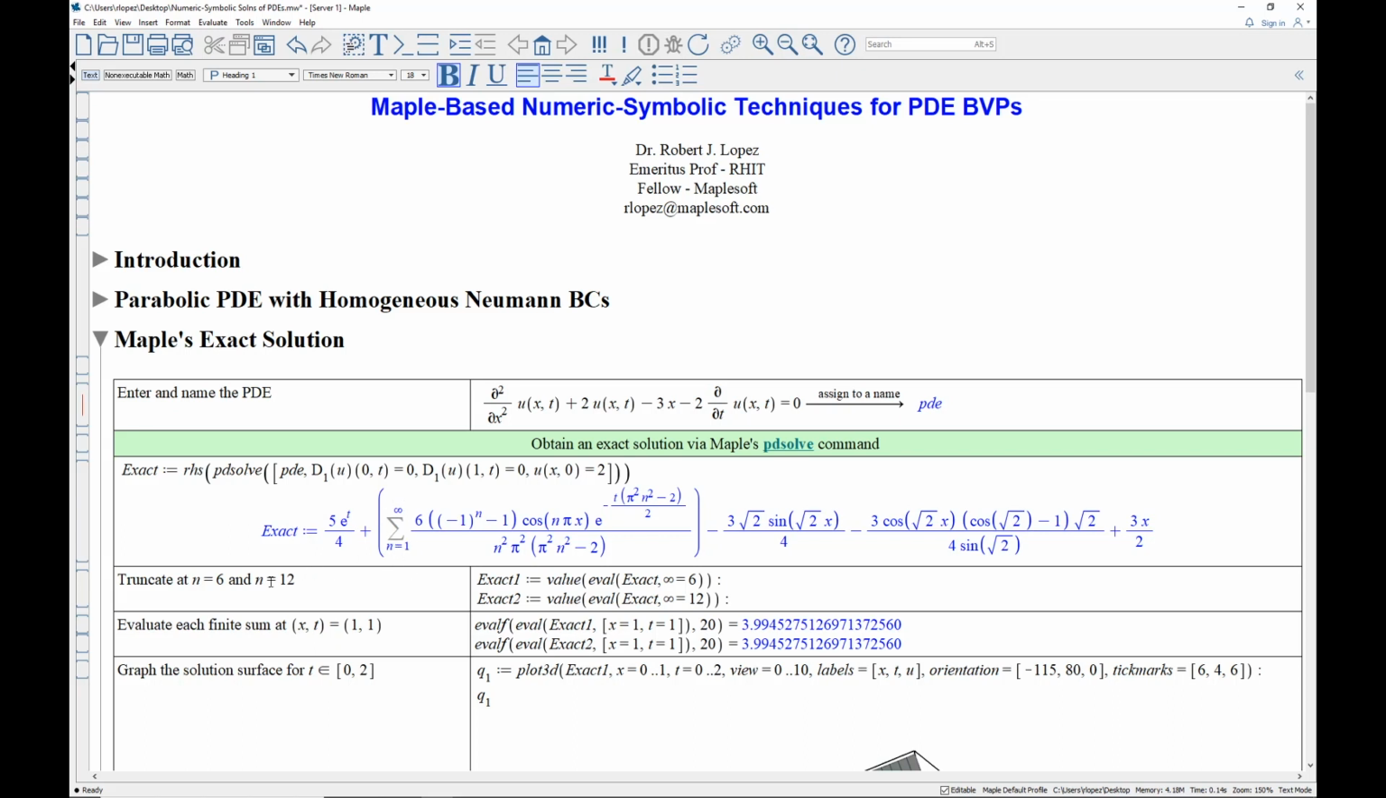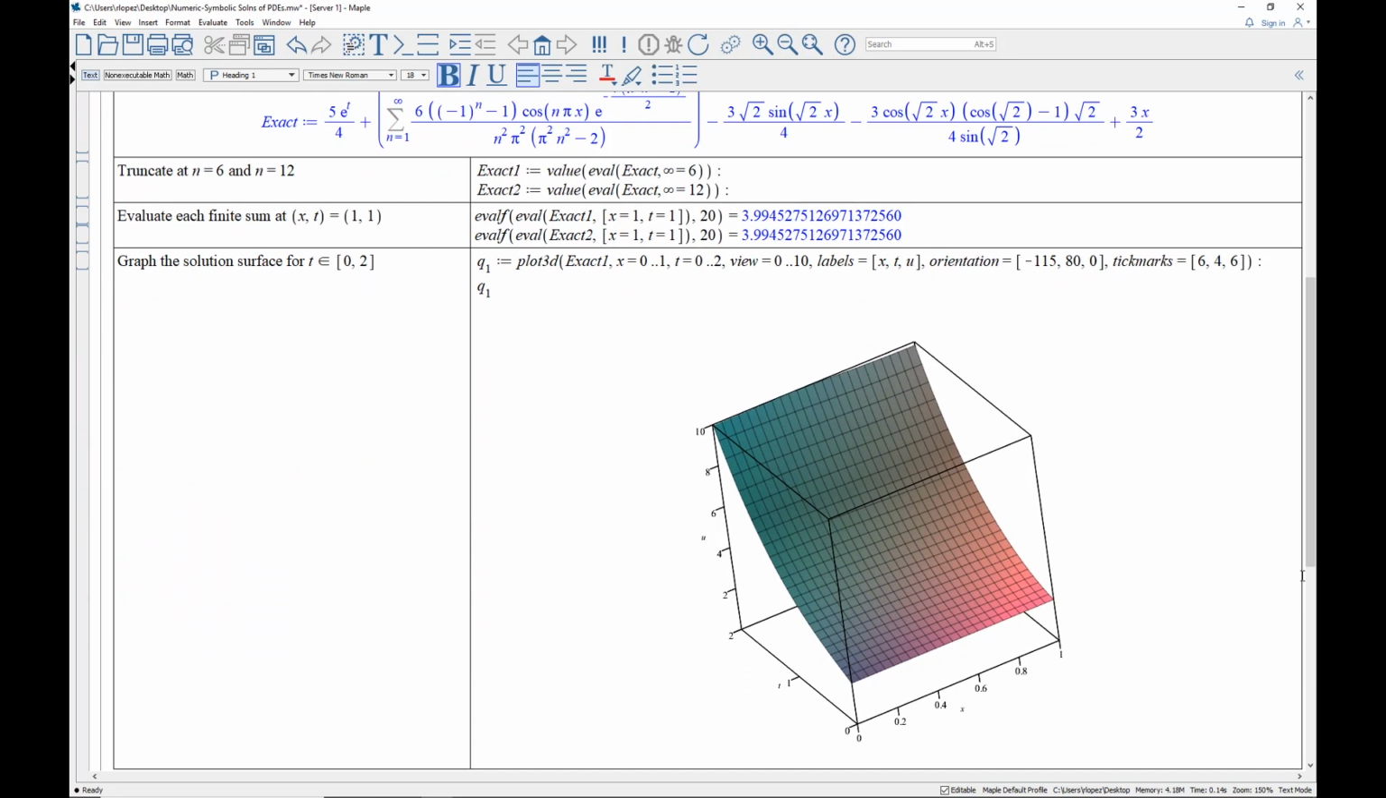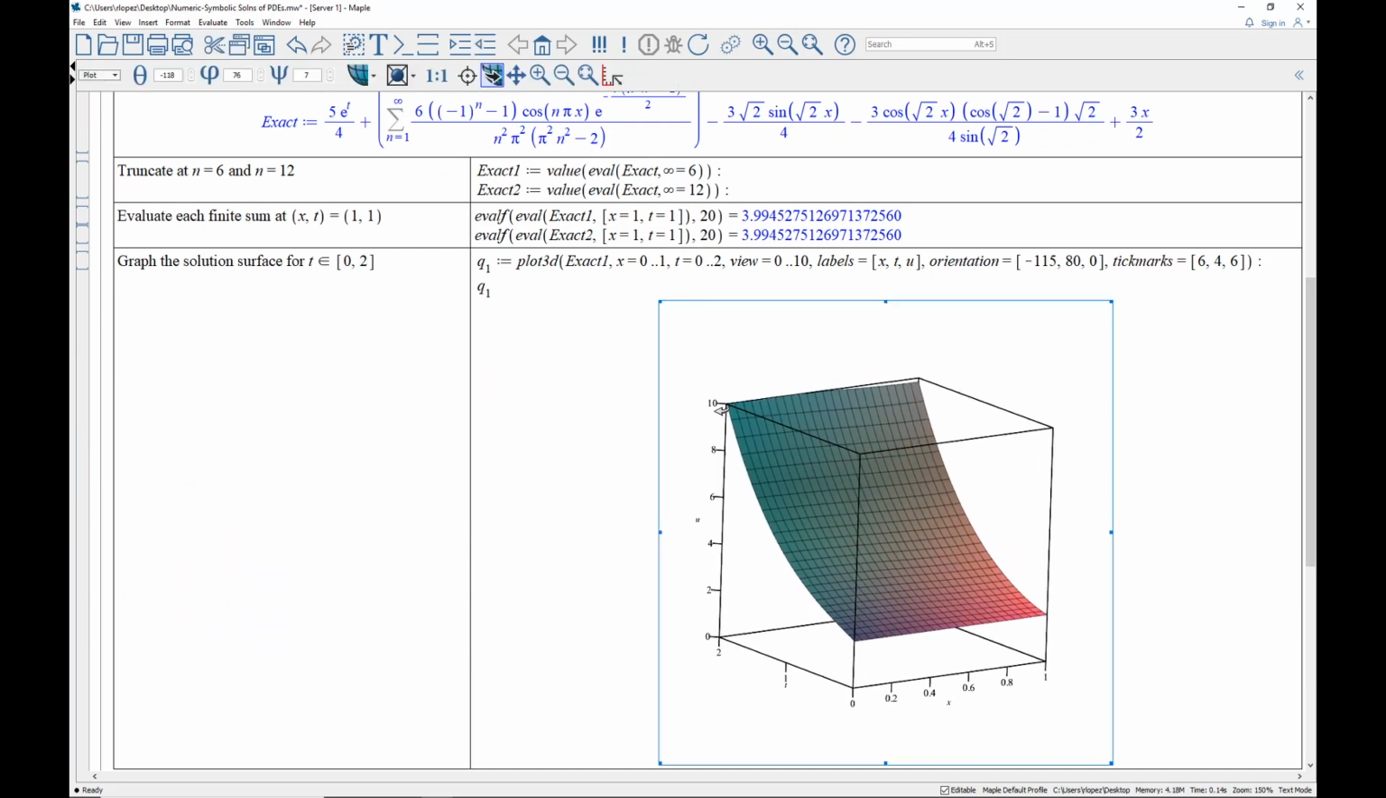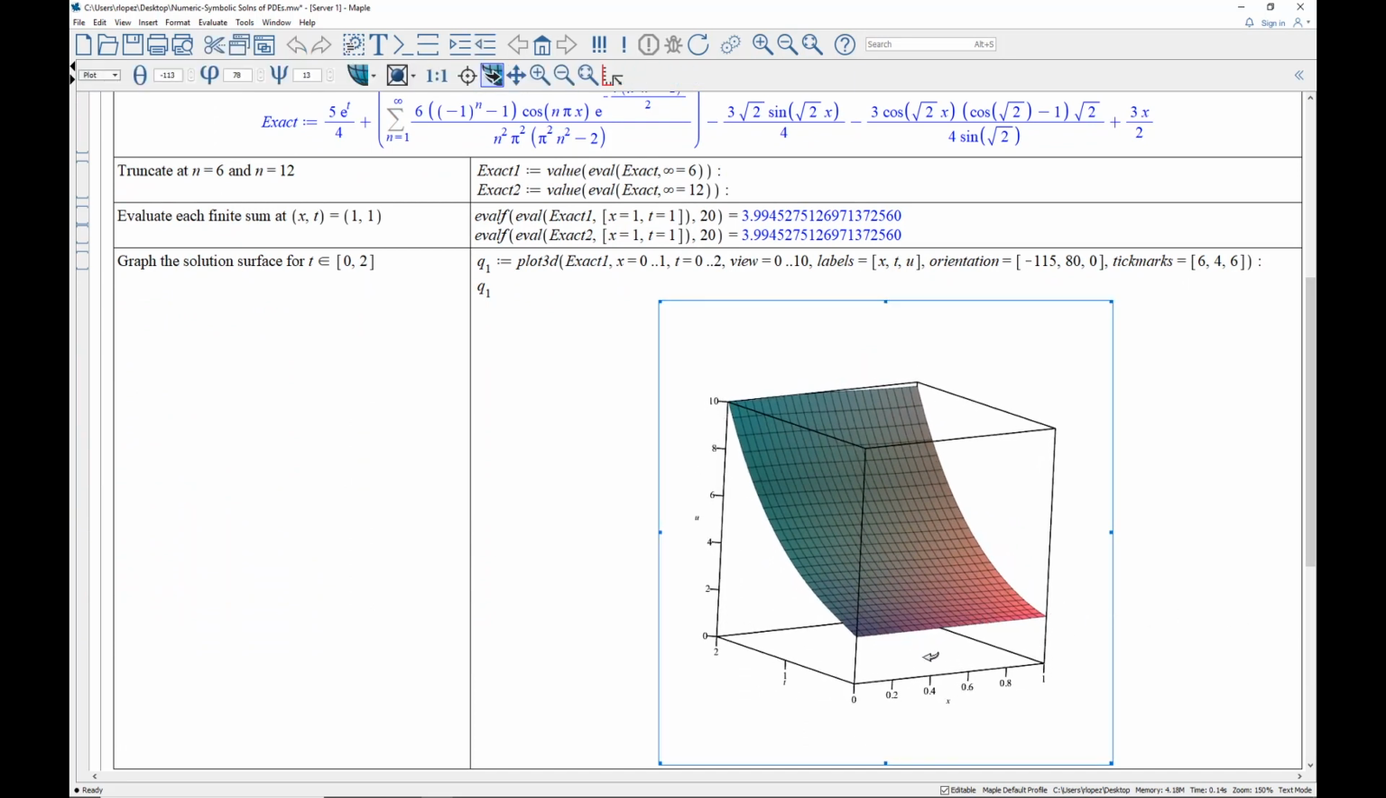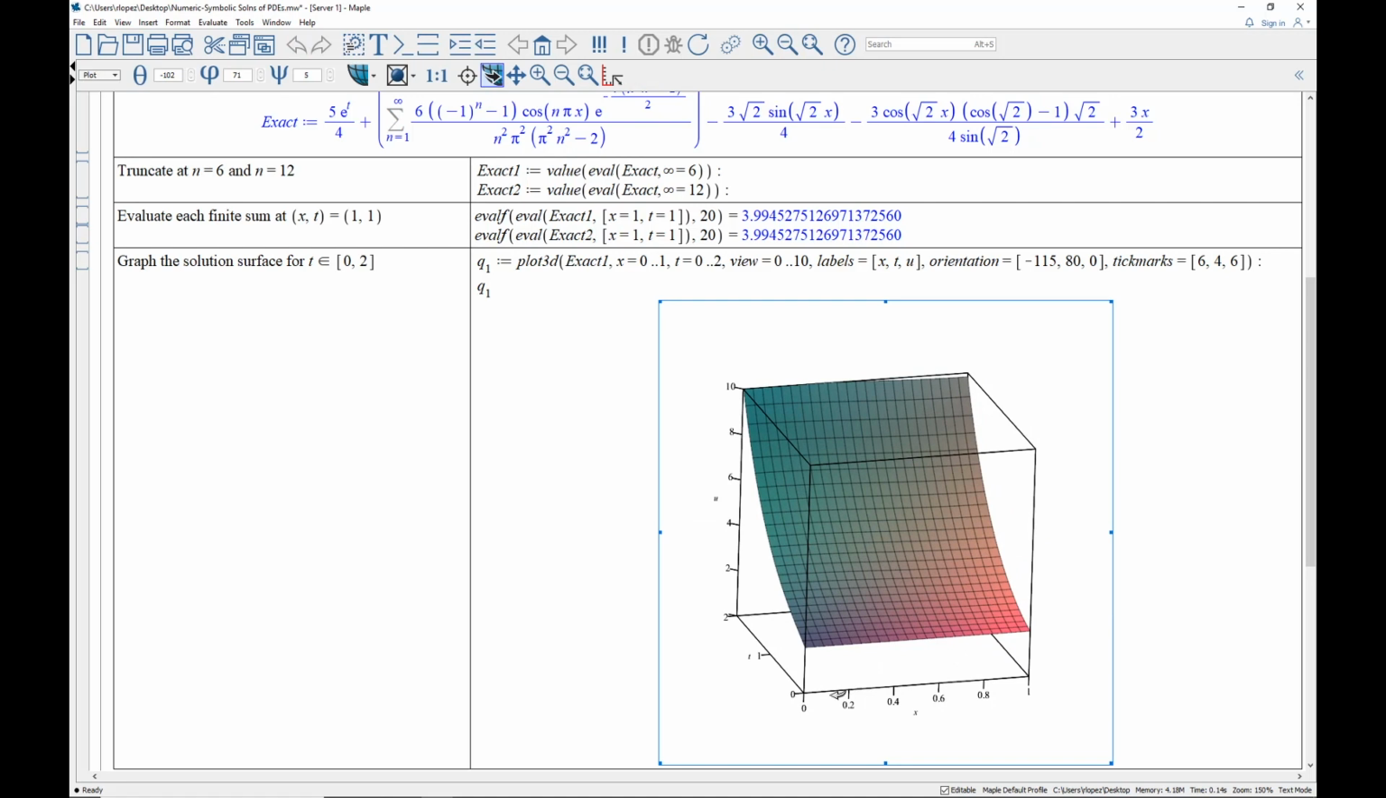I've taken n to be either 6 or 12 and evaluated each of these two possible solutions at one point. They come out to be the same number, so I'm confident that whether I take 6 or 12, I've got a pretty good representation of the solution. And here's a graph of the solution surface. You can see the constant initial value, and this runs from t equals 0 to t equals 2.